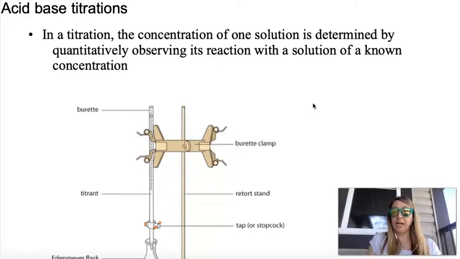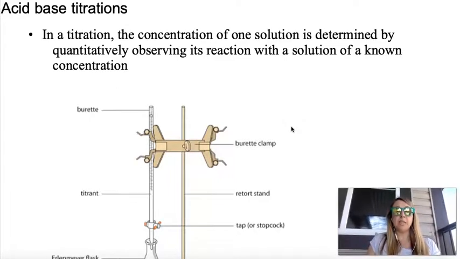I have the worst hand-eye coordination, and I'll go to stop the titration, and instead of turning it off, I'll open it full tilt, and then it'll be ruined, and I have to start all over again. So definitely a skill that requires a lot of patience.